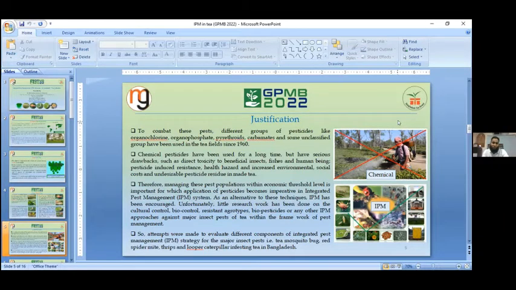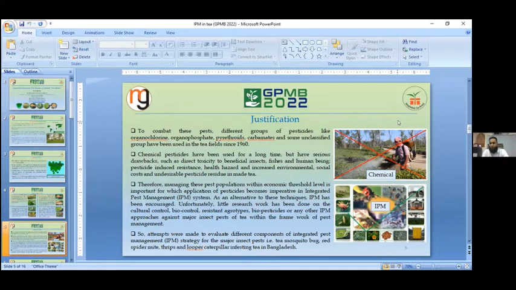Therefore, managing the pest population within the economic threshold level is important, for which application of pesticides becomes imperative in an integrated pest management system. As an alternative to these techniques, IPM has been encouraged, and unfortunately very little research work has been done on cultural, biological control, resistant genotypes, biopesticides, or any other IPM approaches against these major pests of tea. So attempts were made to evaluate different components of integrated pest management strategy for major insect pests such as tea mosquito bug, red spider mite, thrips, and looper caterpillar that are infesting tea in Bangladesh.